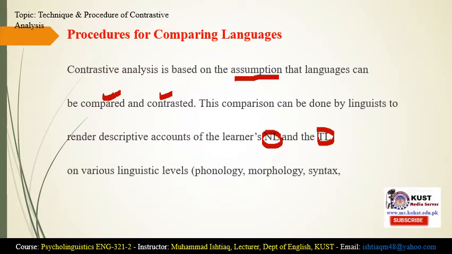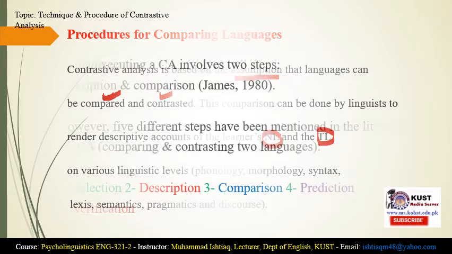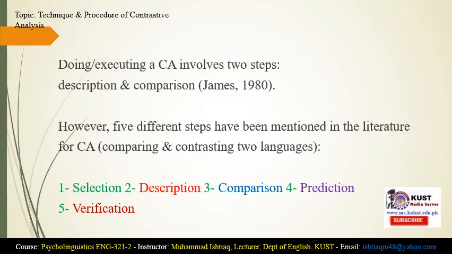So they say that they are going to have descriptions of the native language and target language on various linguistic levels. What are the various linguistic levels? It's the phonological level, morphological level, syntactic level, etc.